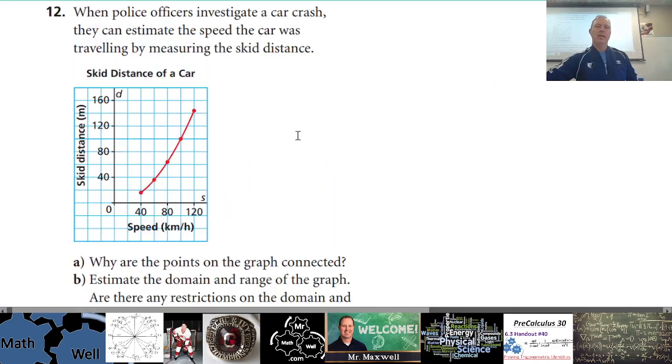So if the police officers do not know how fast the car was going at the moment of impact, but they can see some skid marks, then they have a good idea. Let's say the skid marks are 80 meters long. That seems like quite a long 80 meters. Wow, that is actually very long. Then it appears that the car was going about 90? So this is 100, so that's about 90 kilometers per hour.